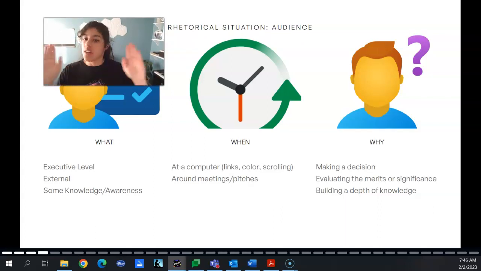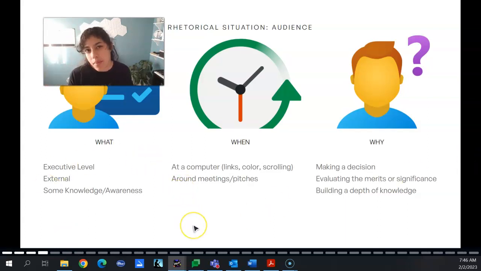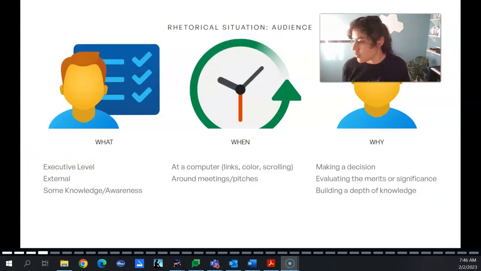Of course, this is writing, with infinite topics, situations, and businesses. So you have to consider that what, when, and why for your specific situation. But these are the most common responses or answers that you'll probably think about with the audience.